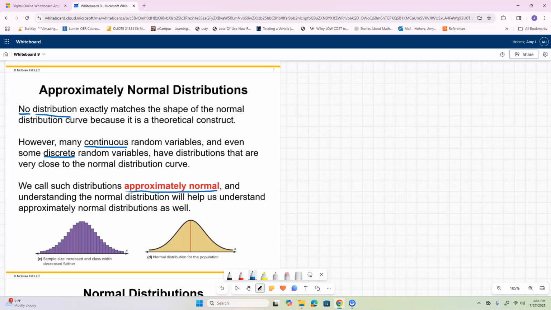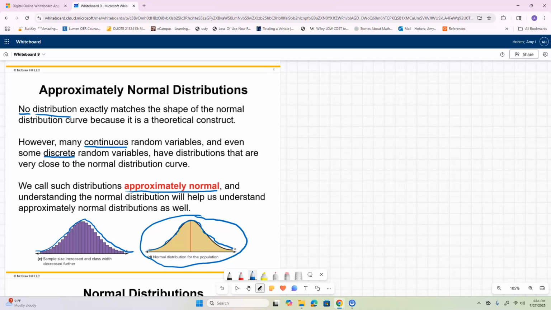So if you look here, this purple curve is not perfectly normal, but it's approximately normal to our theoretical normal distribution curve. So this one would meet our criteria of it's continuous, meaning it's a nice smooth curve. We don't have any jumps or breaks. It's just a nice smooth curve all the way from top to bottom.